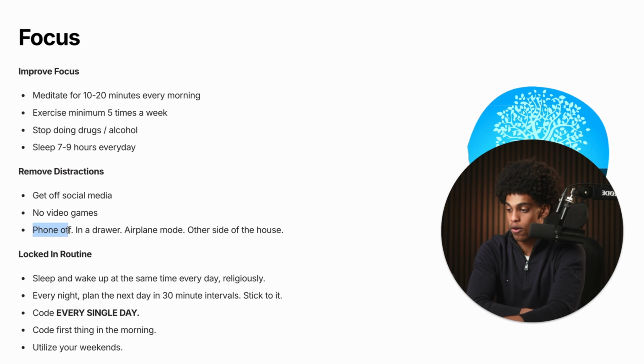Now, next is phone off in a drawer, airplane mode on the other side of the house. So what I mean by this is, when you are learning to code, you do not want any distraction. Coding is honestly one of the most intensive activities that you will ever do, especially when you're learning it. So what you want to do is just put your phone off, put it on airplane mode, put it in a drawer on the other side of your house so that for the next 1, 2, 3 hours, you can just strictly focus on coding.